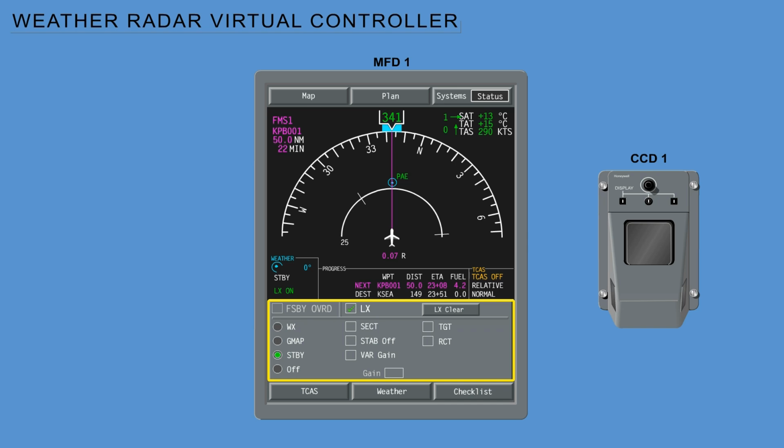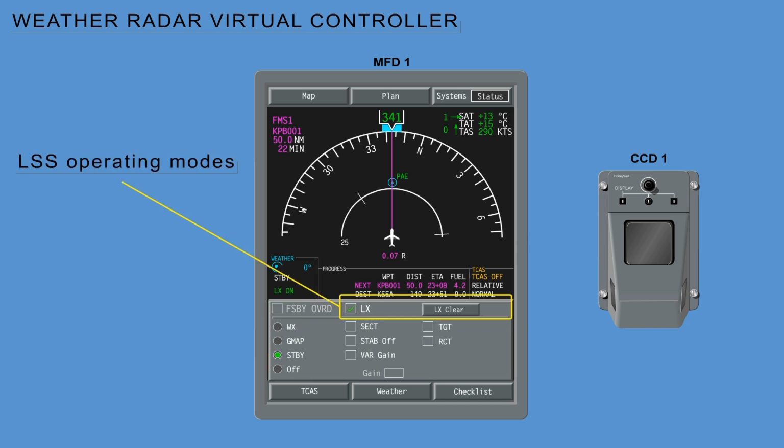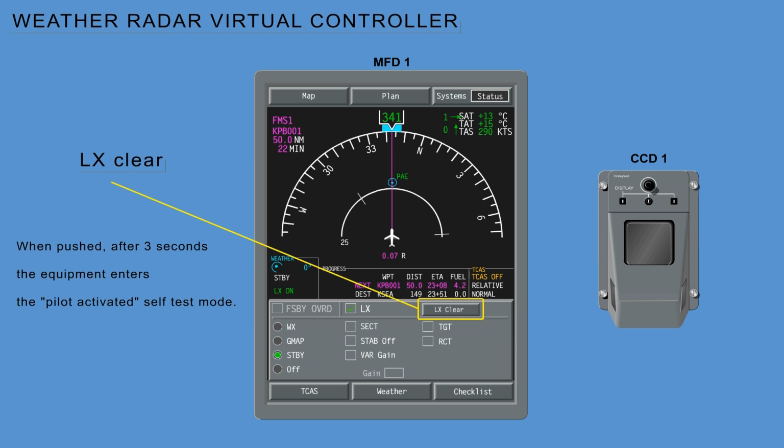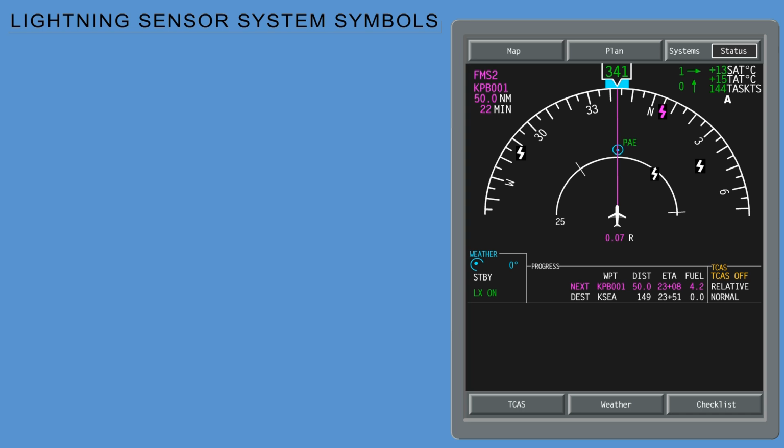The Weather Radar Virtual Controller includes the LSS operating modes. LX mode activates the LX mode on and off. LX clear. Past strikes and symbols are cleared. When pushed, after 3 seconds the equipment enters the pilot-activated self-test mode. Lightning Sensor System symbols.